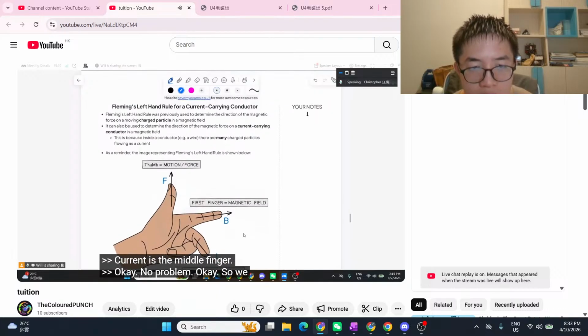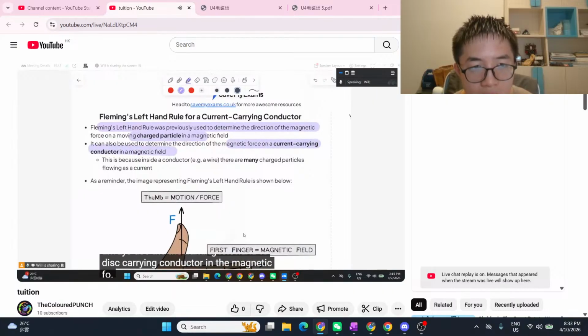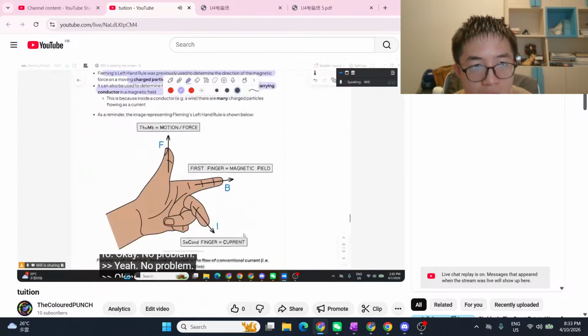Okay, no problem. So we have to remember Fleming's left-hand rule was previously used to determine the direction of the magnetic force on a moving charged particle, or we always use Fleming's left hand for a current-carrying conductor in the magnetic field. No problem.